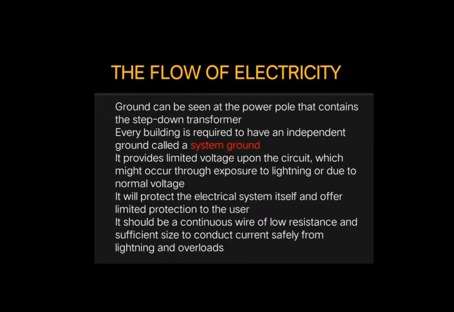Every building is required to have an independent ground called a system ground. It limits voltage upon the circuit, which might occur through exposure to lightning or due to normal voltage. It will protect the electrical system itself and offer limited protection to the user. It should be a continuous wire of low resistance and sufficient size to conduct current safely from lightning and overloads.